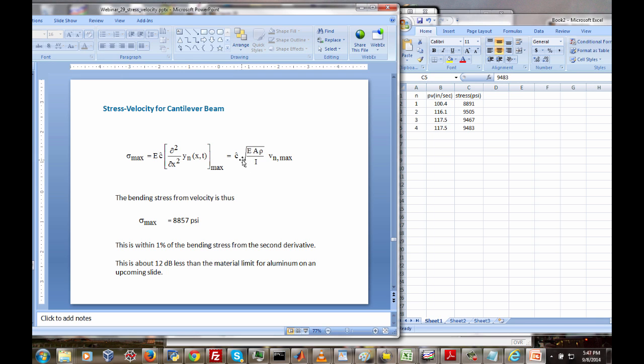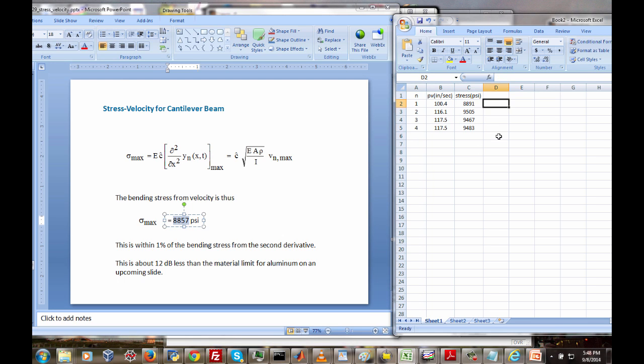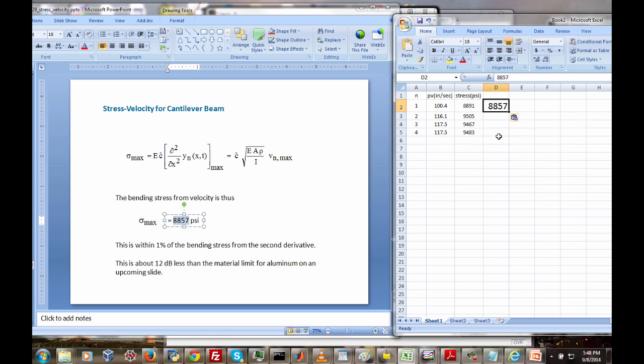Then this equivalent formula here, we have the distance from the neutral axis to the outer fiber, c hat, times the square root of elastic modulus, cross-sectional area, mass density divided by area moment of inertia, times the maximum modal velocity. So if we use this formula, the bending stress from velocity for one mode is 8857 psi. So let's go compare that here. I'm actually going to do that in a better table later on.